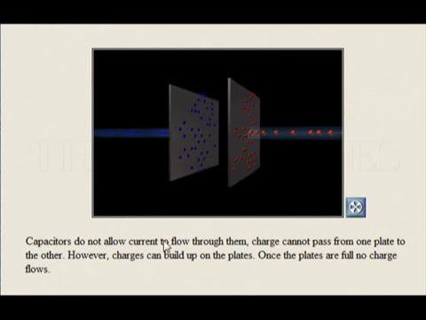Capacitors do not allow current to flow through them. Charge cannot pass from one plate to the other. However, charges can build up on the plates. Once the plates are full, no charge flows.